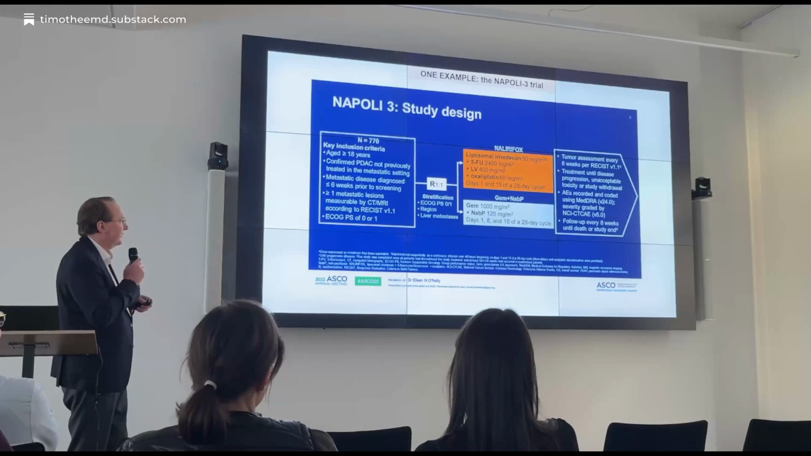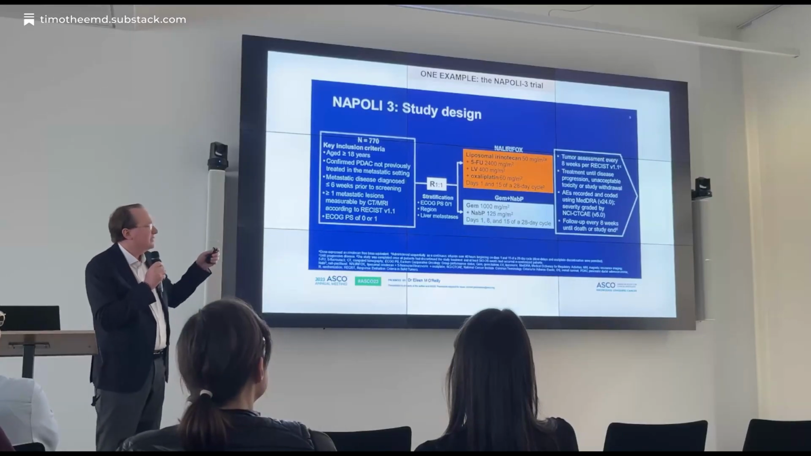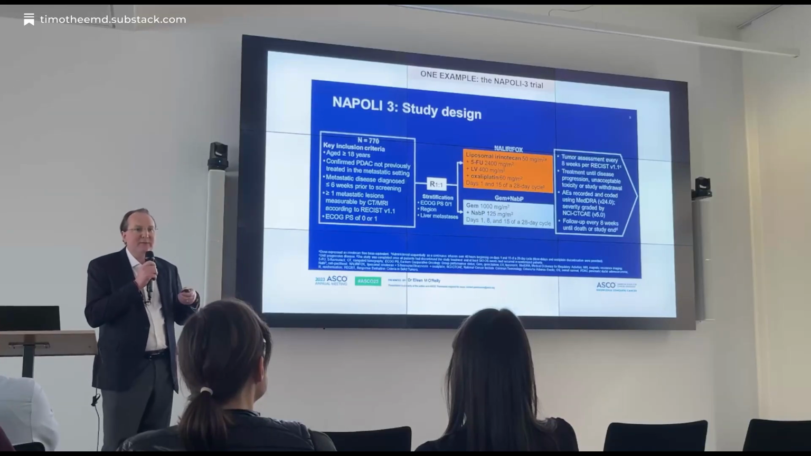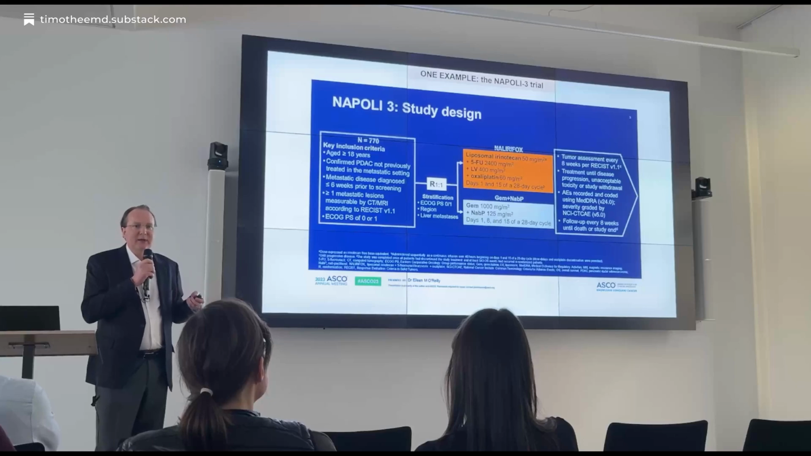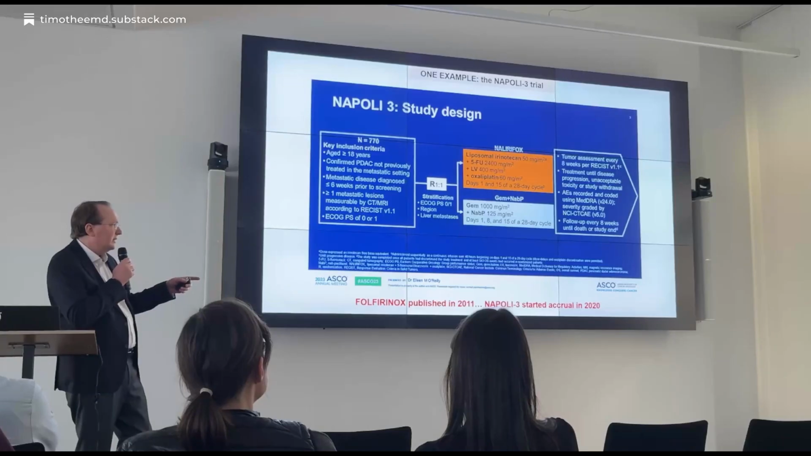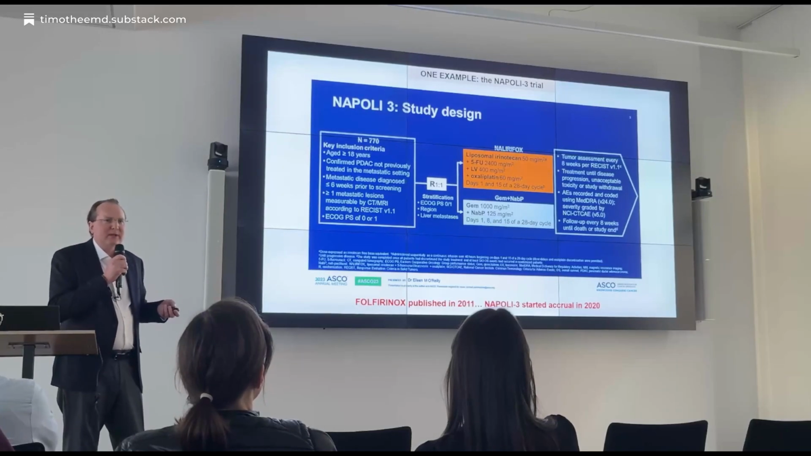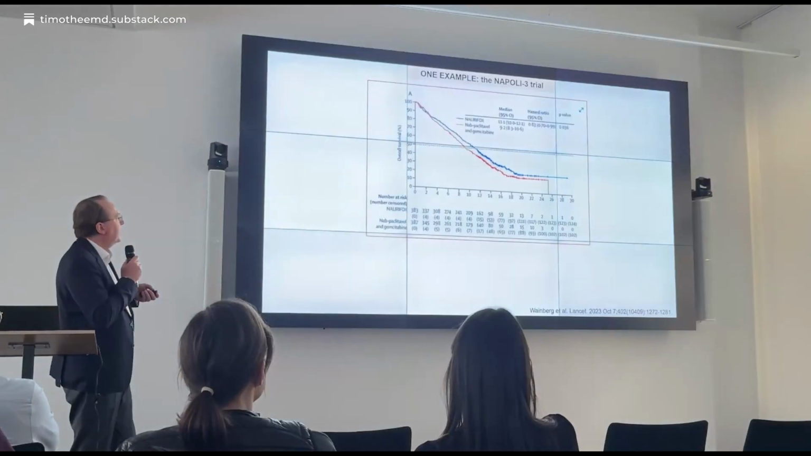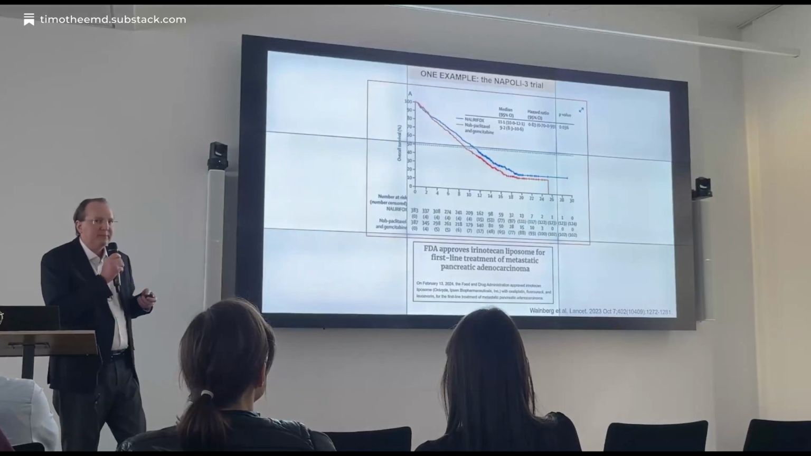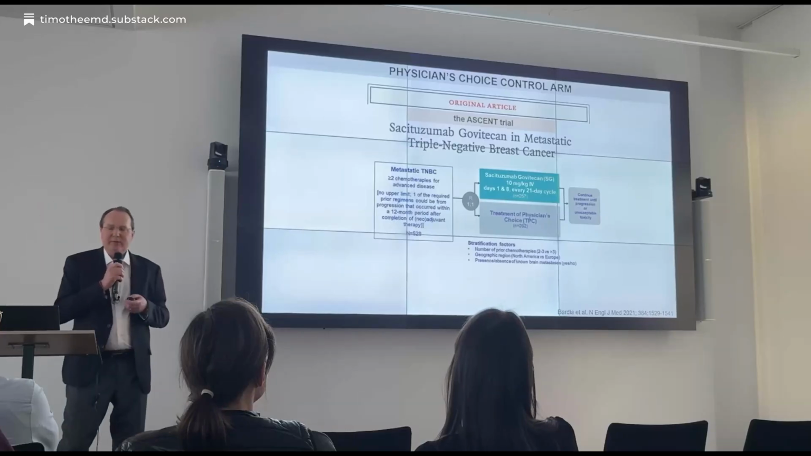It's not irinotecan. But the comparator here, the main point I want to make, should not have been gemcitabine nab-paclitaxel. It should have been FOLFIRINOX. It should have been a triplet. It should have been the standard of care which we are giving to our patients. FOLFIRINOX was published in 2011, and Napoli 3 started accrual in 2020. So to me, this is really a straightforward example of a suboptimal control arm. It got an overall survival benefit. It was approved.